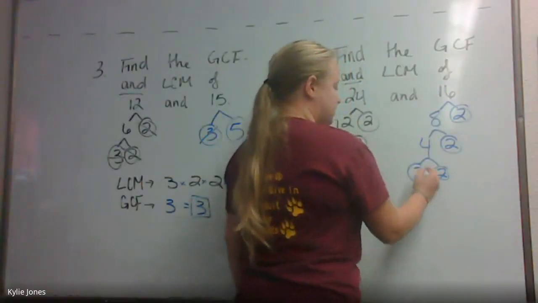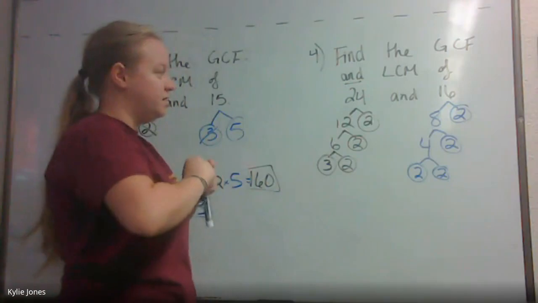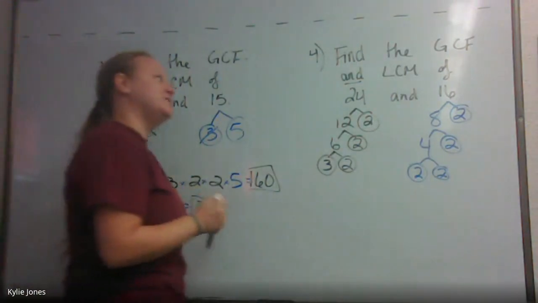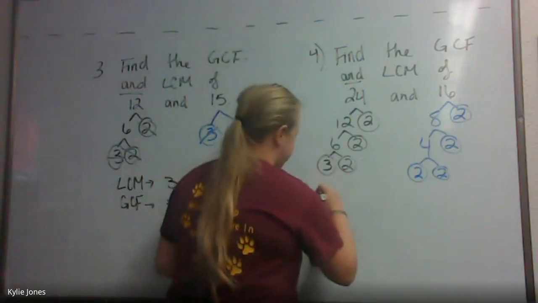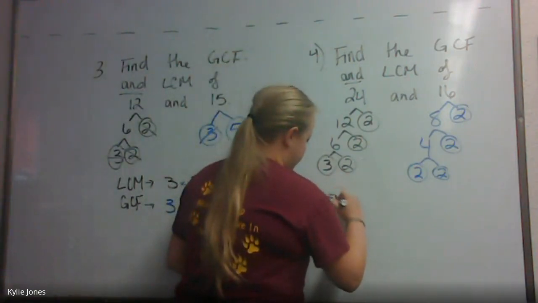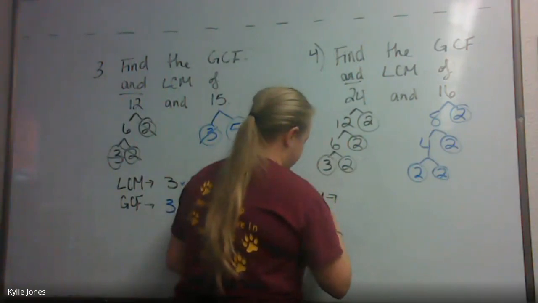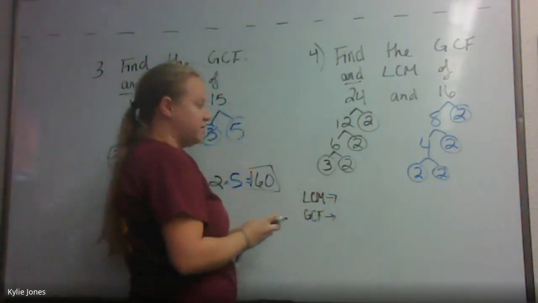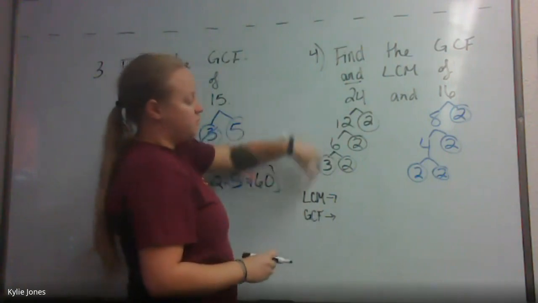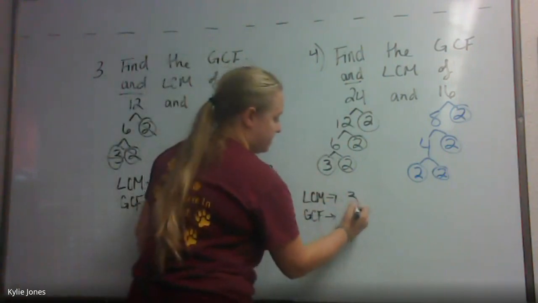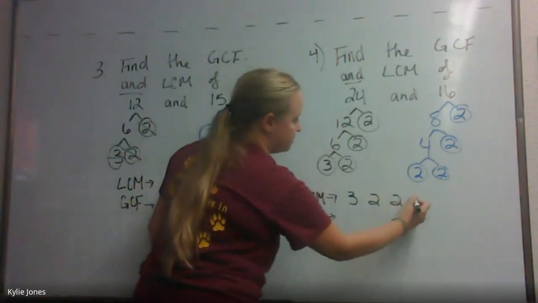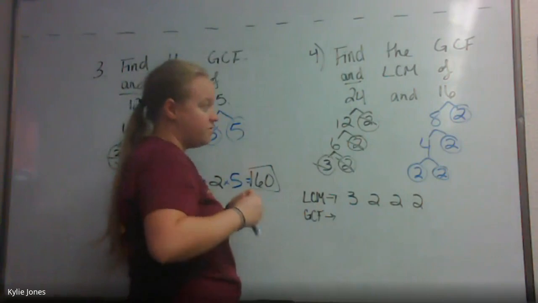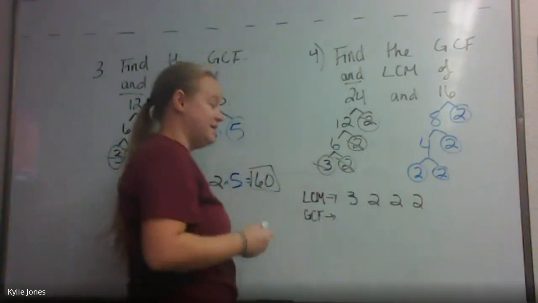Circle. Good. Now we need to do our last step where we list out all our factors and do our matchy-matchy. So let's start with our LCM and our GCF. LCM's always on top. GCF will always be on bottom. I'm going to put the factors of 24 in the top row. So we have 3, 2, 2, 2. We've used all 4 of those. Now we need to do our matchy-matchy with 16.